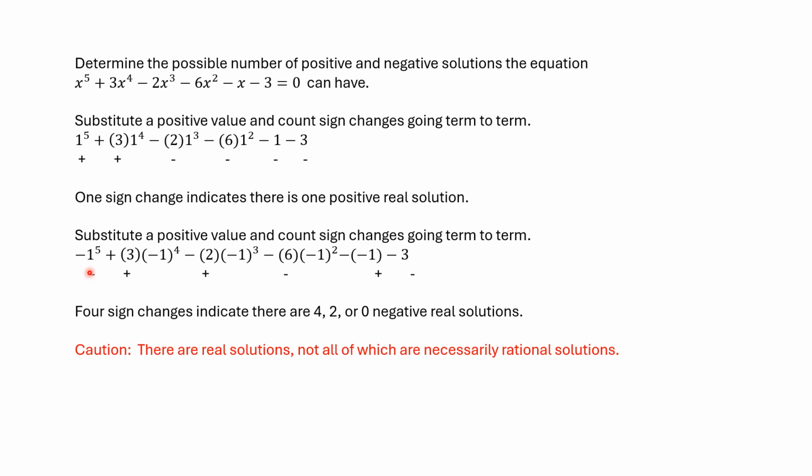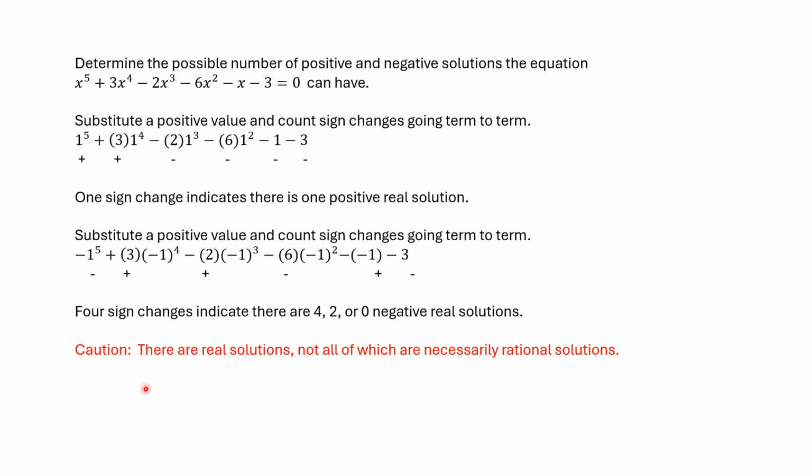Substitute the negative value in: negative 1 to the 5th, that's negative. 3 times negative 1 to the 4th, positive. Minus 2 times negative 1 cubed, that's a positive. Negative 6 times negative 1 squared is negative, and negative times the negative 1 is positive, and of course negative 3 is negative. 1 sign change, 2 sign changes, 3, 4. So I have 4, 2, or 0 negative solutions.